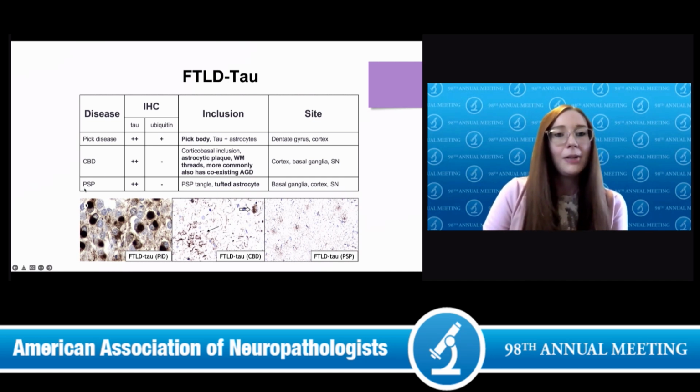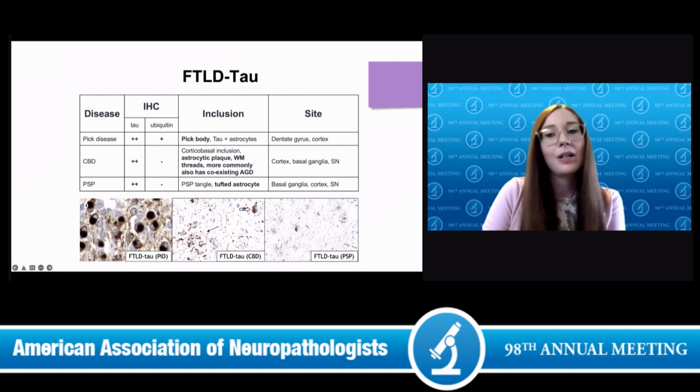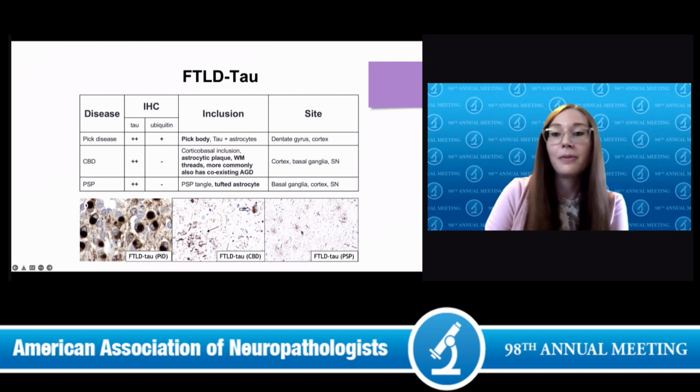For PSP, or progressive supranuclear palsy, the classic tau immunoreactive lesion seen is instead called a tufted astrocyte. I will show a higher magnification view of what this specifically looks like in an upcoming slide. And you also get globose tangles, tau-positive neurons, and the pathologic tau lesions seen in progressive supranuclear palsy tend to involve the basal ganglia, cortex, and substantia nigra.